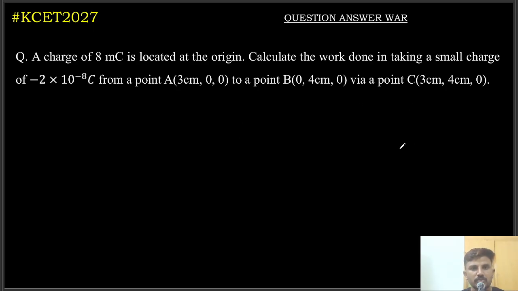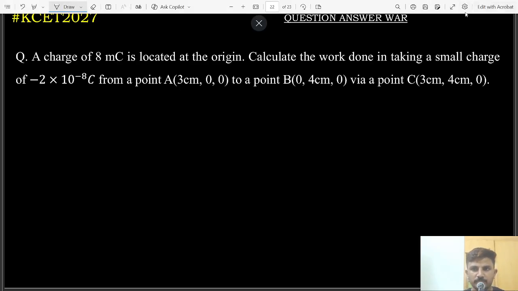Okay, so here also the same thing. A charge of 8 millicoulomb is located at the origin. Calculate the work done in taking a charge of minus 2 into 10 to the power minus 8 coulomb from point A to point B via point C. Let me discuss this.